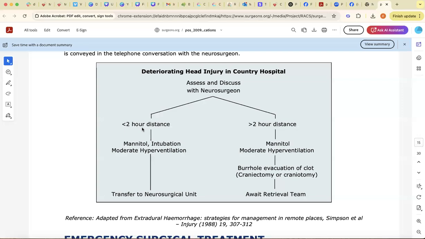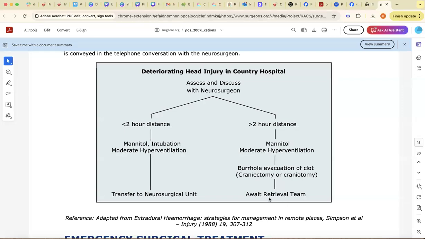If it is less than 2 hours' distance, then yes, you are going to send the patient and start the patient on mannitol. You can even hyperventilate the patient, elevate the head of the bed, do the normal things. But if it is more than 2 hours' distance, then sending the patient to a tertiary hospital is no longer an option because the patient will not survive that. So what will you do next? You give the patient mannitol to reduce the intracranial pressure, do the hyperventilation, and then this group of patients will need a burr hole operation to evacuate the clot.